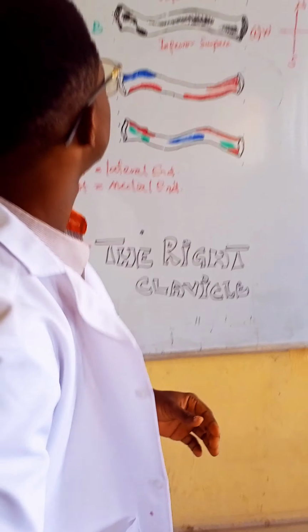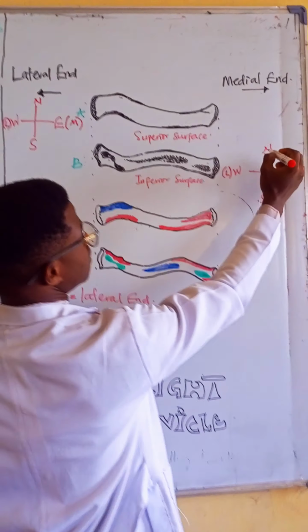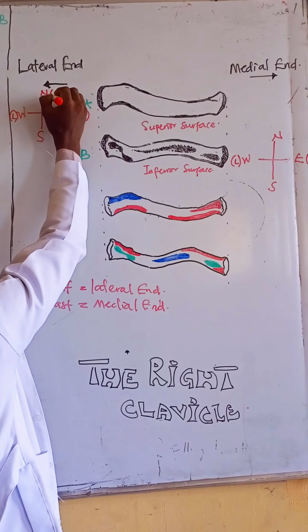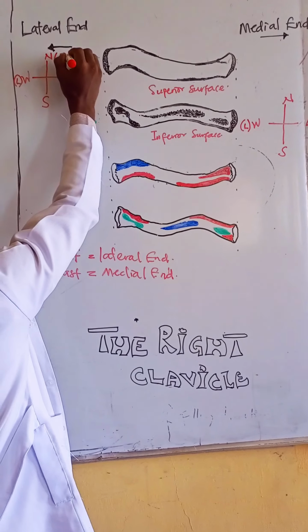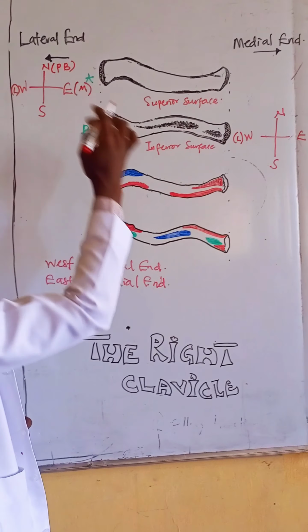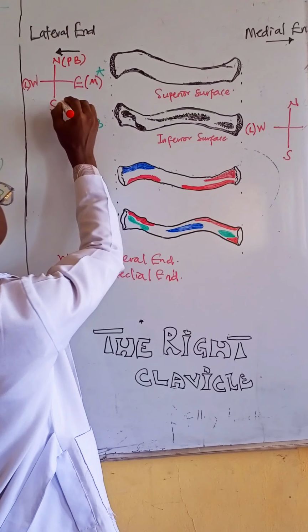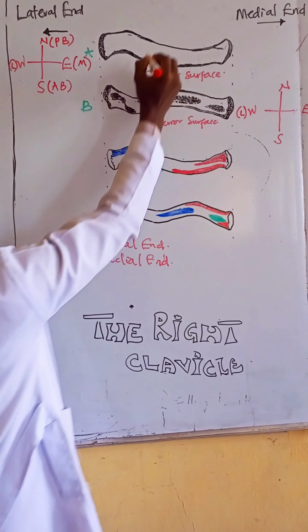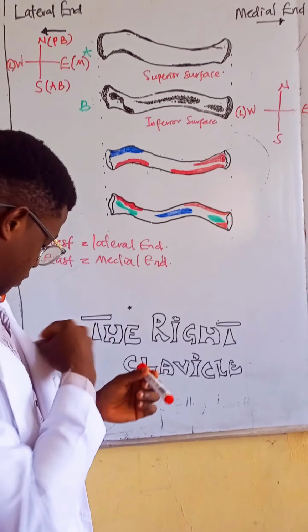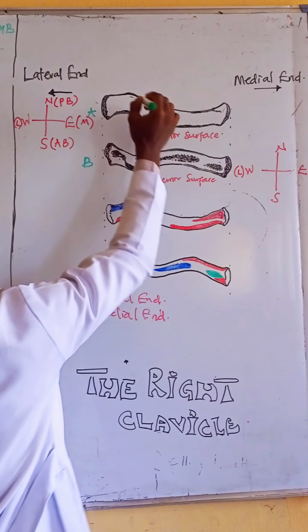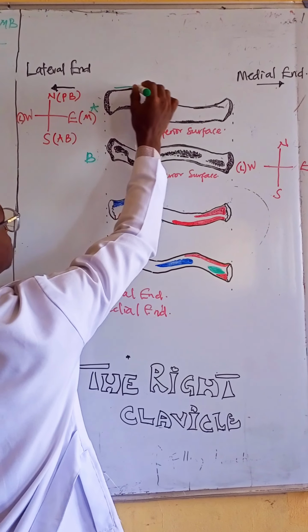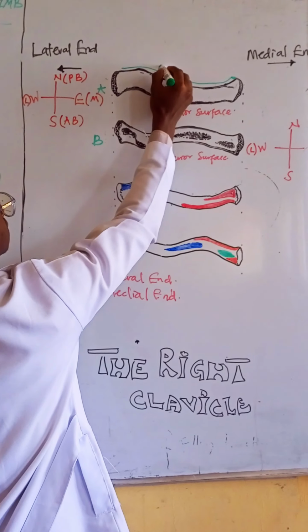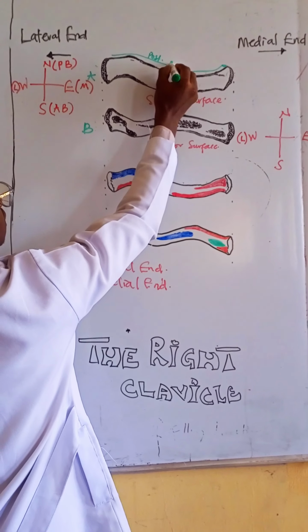So from our diagram, from the superior surface first, north will be having posterior border, let's call it PB. Then south will be having the anterior border. So from here, let me make use of another marker. So from here, from this end to this end, from our cardinal point here, this is the posterior border.